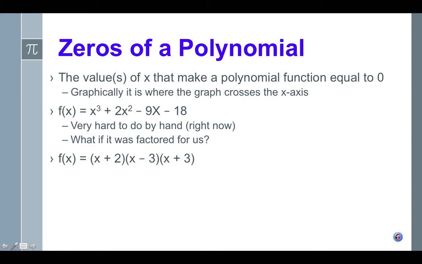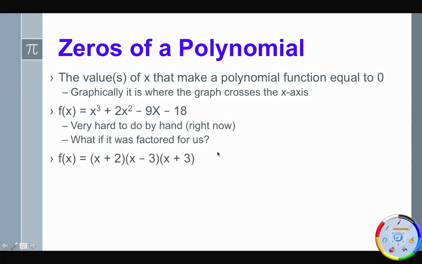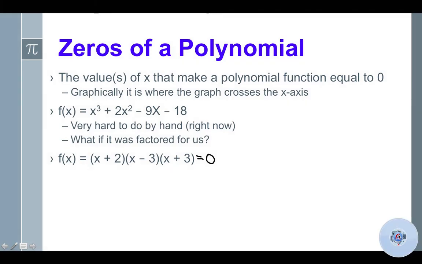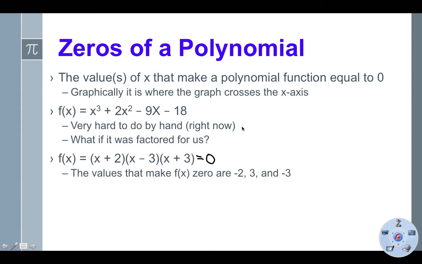So if we were to look at the factors here, and if we said this f of x is equal to 0, we could figure out that if x is 3, and we plugged in 3, we would get a 0. And if we plugged in certain things, we get 0. So here, the values that make f of x equal to 0 are -2, 3, and -3.